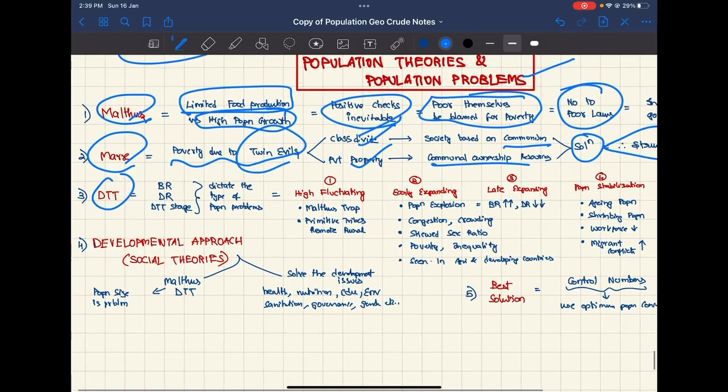DTT, the demographic transition theory, says birth rate, death rate, and the DT stage dictate the type of population problems. Stage 1, stage 2, stage 4. Stage 1 has multiple steps. It is only present in primitive types.